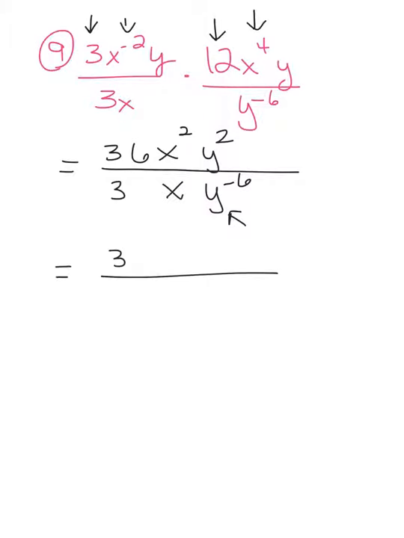So I have 36 x squared, y squared. They all have positive exponents, so they're fine where they are. My denominator of 3 times x, and this y to the 6 is going to go to the other side of the dividing line and becomes positive.